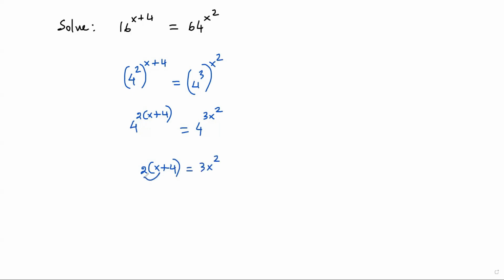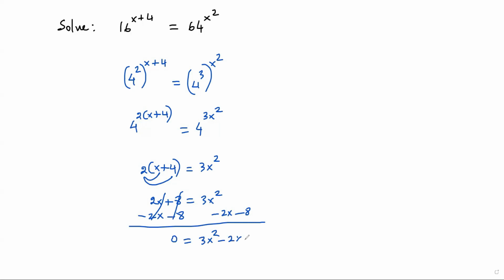I can distribute this 2 to x and 4, then it will be 2x + 8 equals 3x². I subtract 2x and 8 from both sides, so this one will cancel out. I get 0 equals 3x² − 2x − 8. Here we have 0 on the left side and on the right side a quadratic expression. For our convenience, we can write this expression on the left side and 0 on the right side. So I'm getting 3x² − 2x − 8 equals 0.